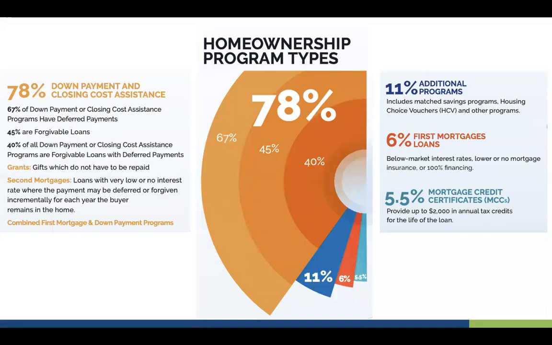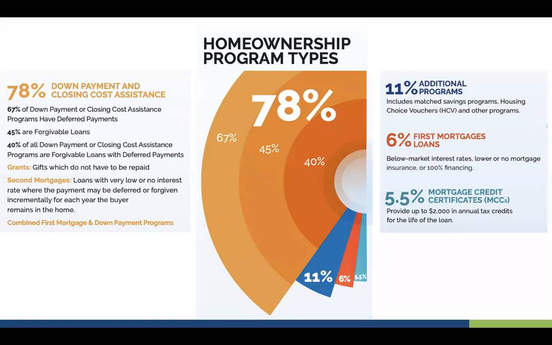There are some other types of homebuyer assistance that we're not going to cover today that cover about 11% of what's out there. But the vast majority of homeownership assistance programs provide down payment or closing cost at the closing. That's about 78% of all the homebuyer programs that are out there. Now, about 2/3 of those offer deferred payments. Almost half are forgivable, meaning the debt is forgiven over time or at some point in time.